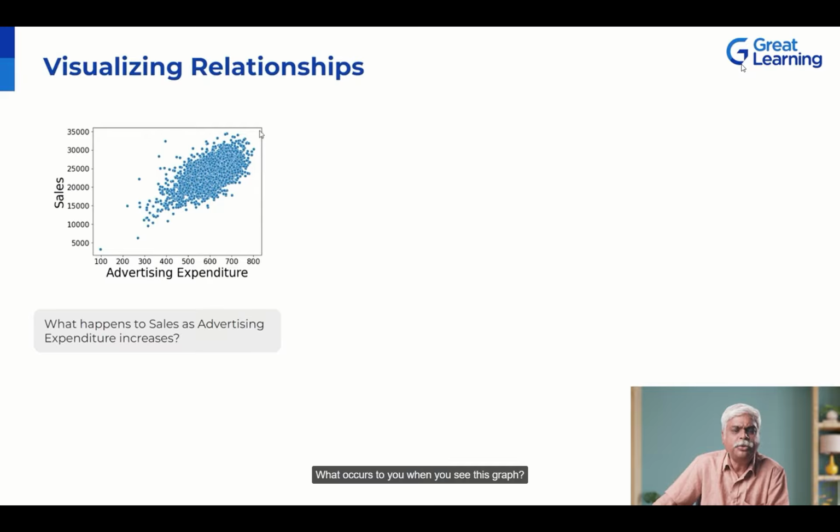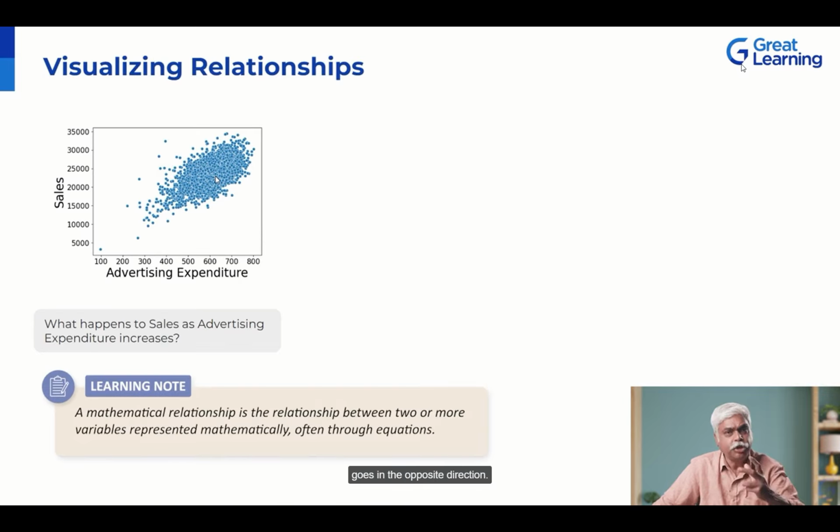What occurs to you when you see this graph? What occurs to you first is that there seems to be a relationship. It seems to be the fact that if advertising increases, sales increases. But it is not a mathematical fact. And this is important. I can look at points. So for example, I can look at a point here, which I'm circling now, and a point on the right, which I'm circling here, where advertising expenditure increases, but sales is decreasing. So this is not a mathematical relationship. I can find points here in which the relationship goes in the opposite direction.